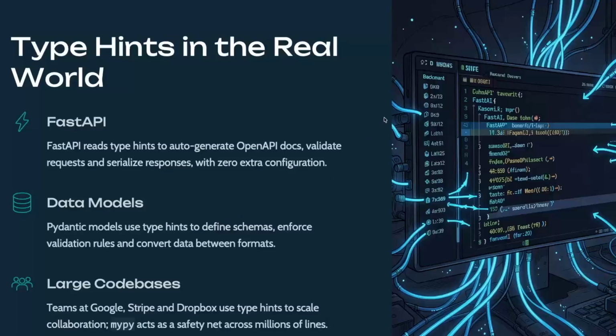Now, where do these advanced type hints actually appear? The answer is everywhere. FastAPI uses type hints to generate API documentation automatically. Pydantic modules use type annotations to validate and serialize data. Teams working in large backend systems rely on advanced typing to improve maintainability and reduce bugs. As projects grow, advanced type hints help developers understand code faster and refactor with confidence. Typing has evolved from an optional feature to a standard practice in modern Python development.